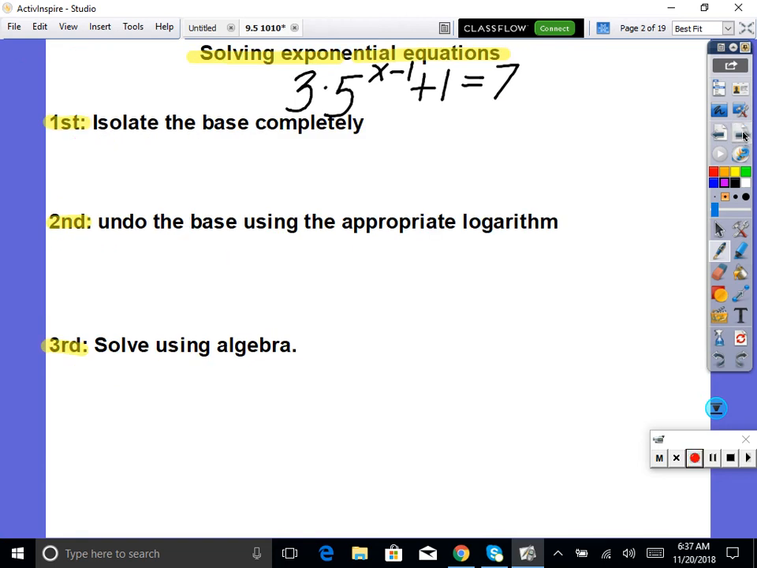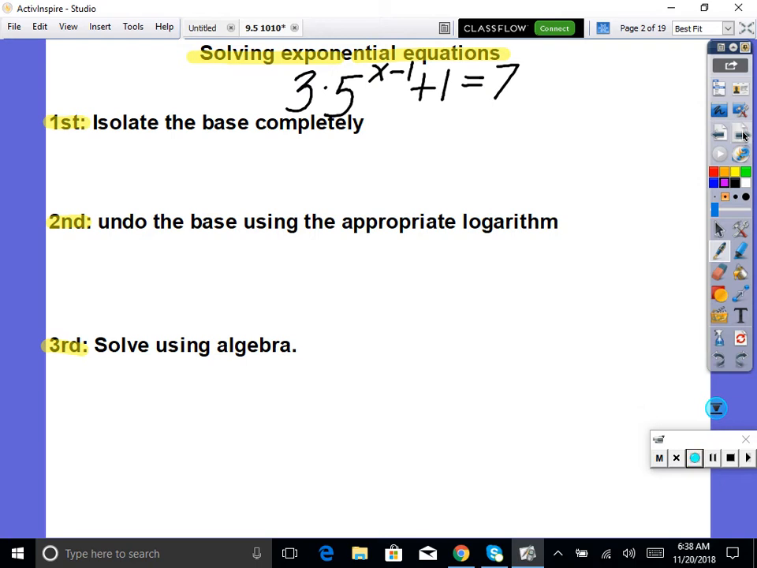Same idea. First, isolate the base. Just like we had to isolate the logarithm, you've got to isolate the base. Now remember, the base is the part that has the x in the exponent. That's the base part. Isolate it all by itself completely. Then we can undo the base using the appropriate logarithm, and then we're going to solve using algebra. So here we go. Get the base alone.